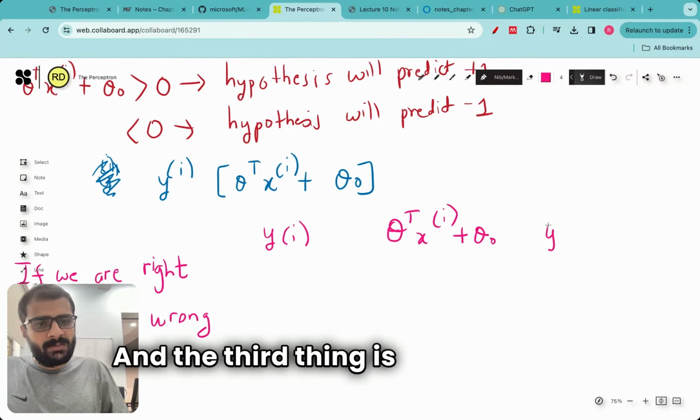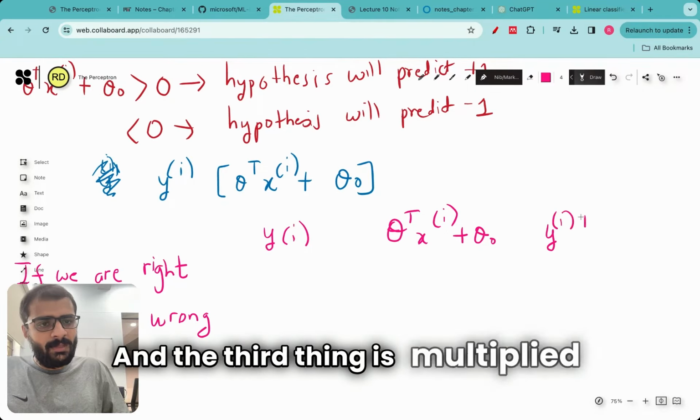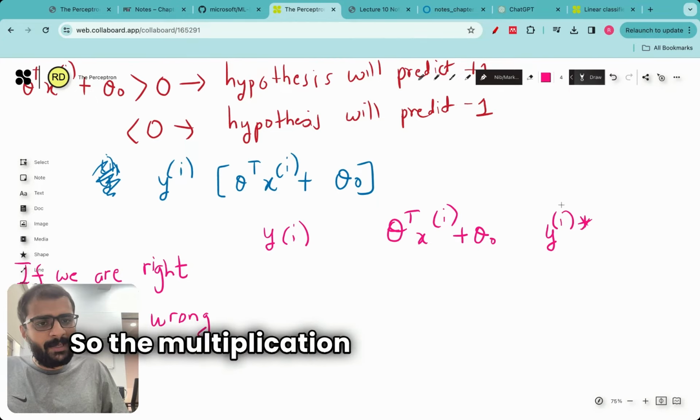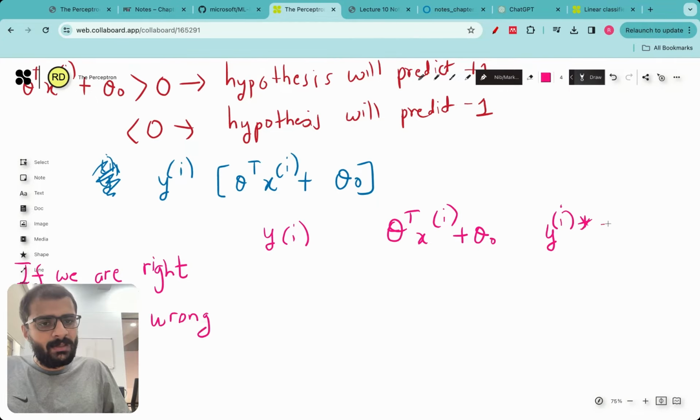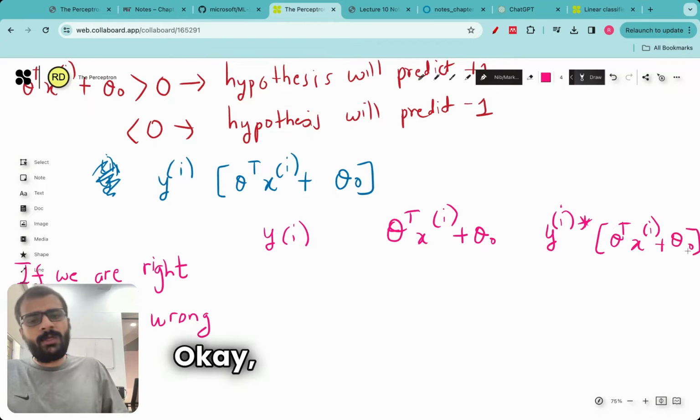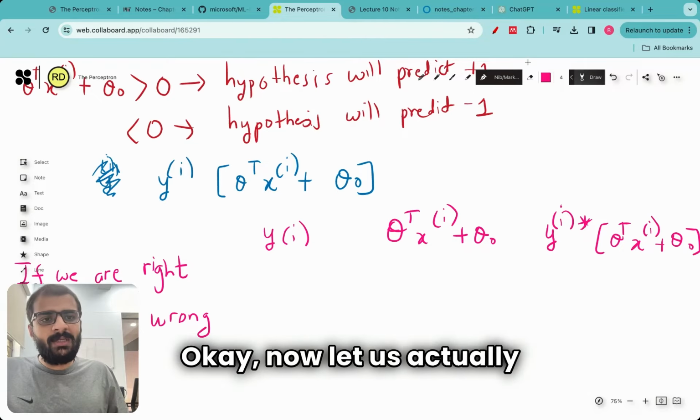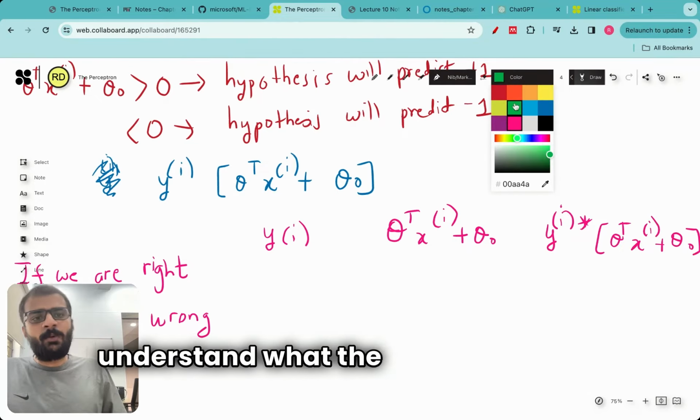And the third thing is multiplied by, so the multiplication of the first two columns basically. Okay, now let us actually understand what the product means.